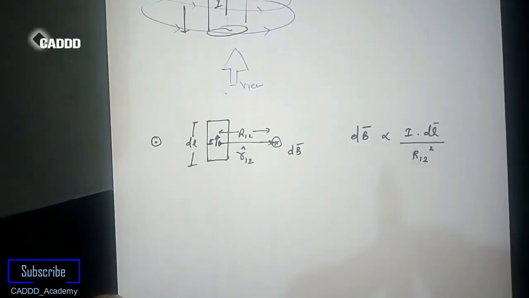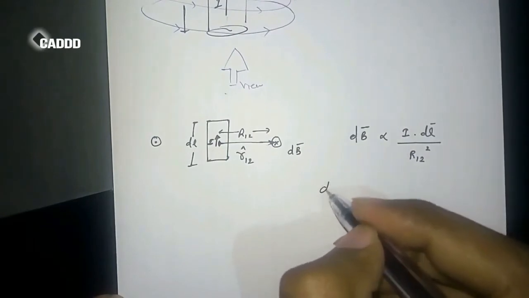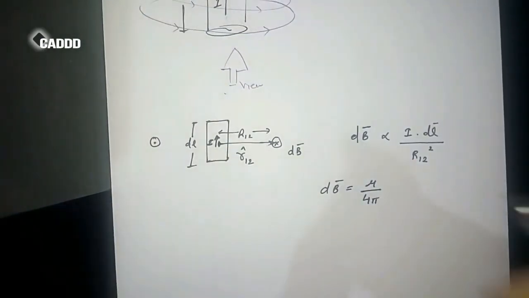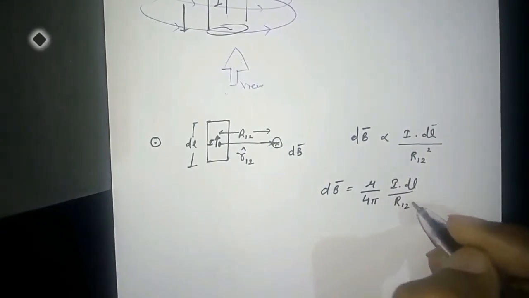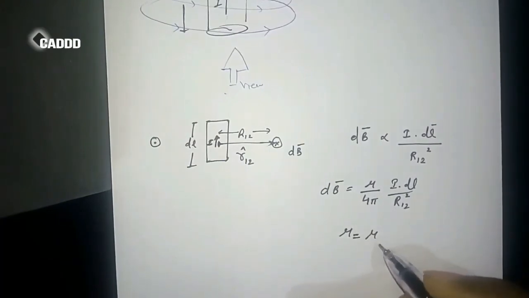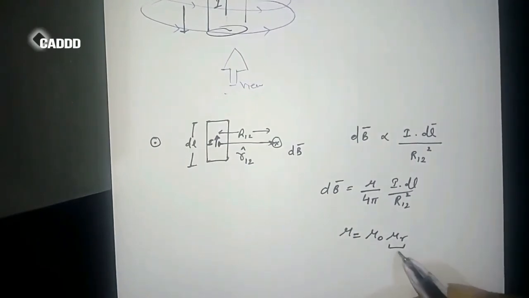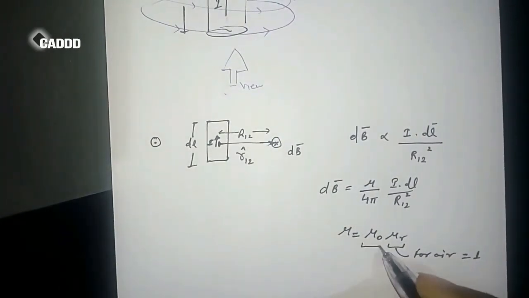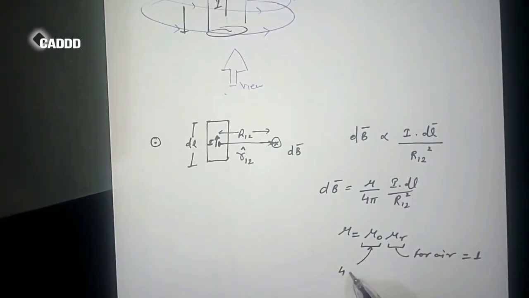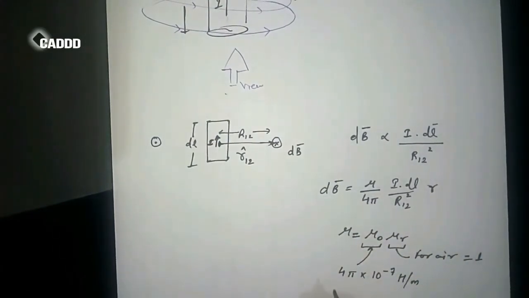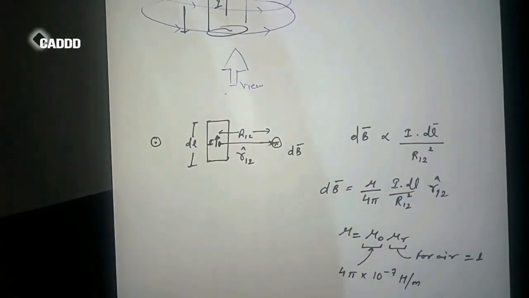So to remove the sign of proportionality, we have to introduce a constant here, and that constant is mu by 4 pi, and the rest of the things as it is. Here mu is equal to mu naught into mu r. The value of mu r for air is 1, and the value of mu naught is 4 pi into 10 to the power minus 7 Henry per meter, and this thing has the direction r12 cap.